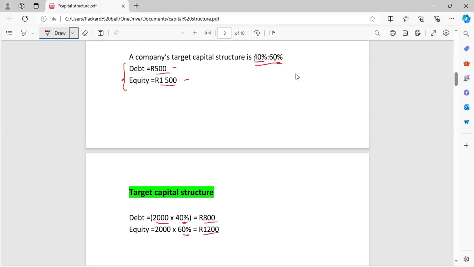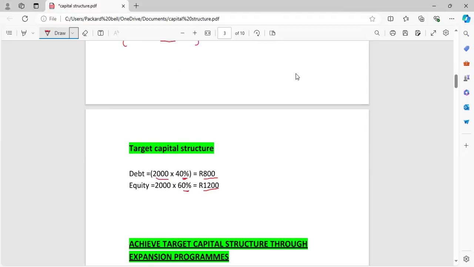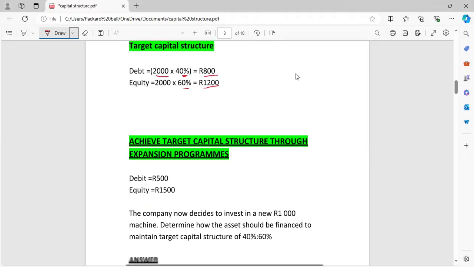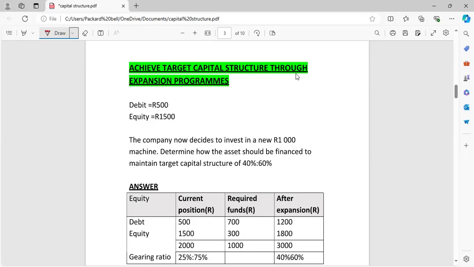You are now no more going to rely on here. So if the question requires you to focus on the target capital structure, then it means you need to use this. This is your target capital structure. You are going to share based on the target capital structure. Right. Then there is a point when a business, these are some of the questions that you should expect in the exam. Achieve target capital structure through expansion program.